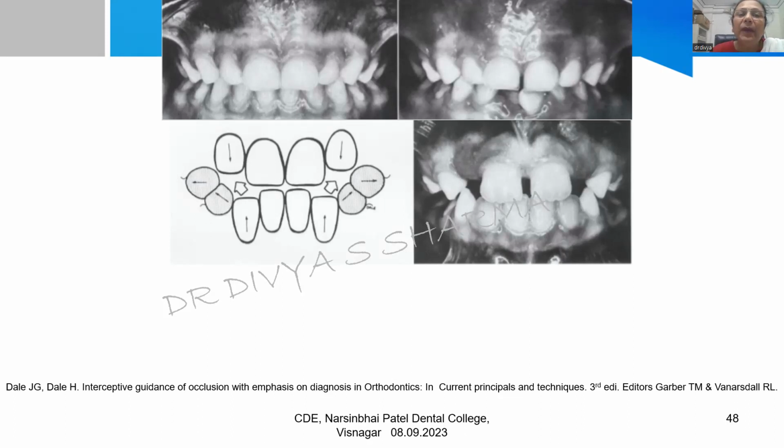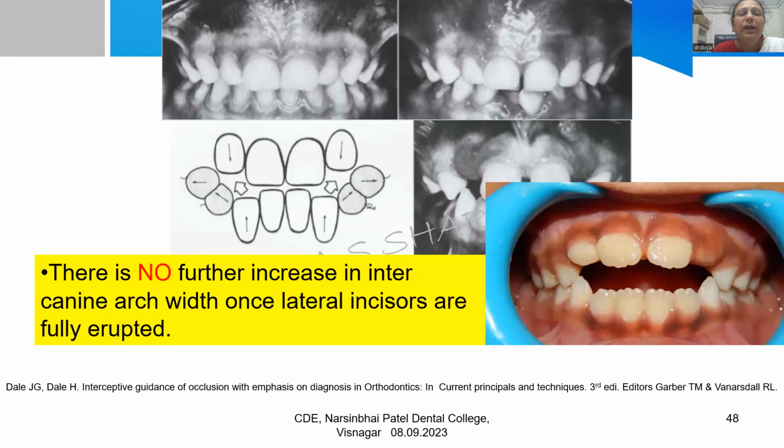And there will be a different treatment plan for space management in these patients, for the relieving of the crowding or for anything. And there will not be any further increase in the intercanine arch width once lateral incisors are fully erupted. Then any type of space maintainer you can give once it is erupted. You can see the wedging action of the lateral incisor is closing the space and it will fit itself.